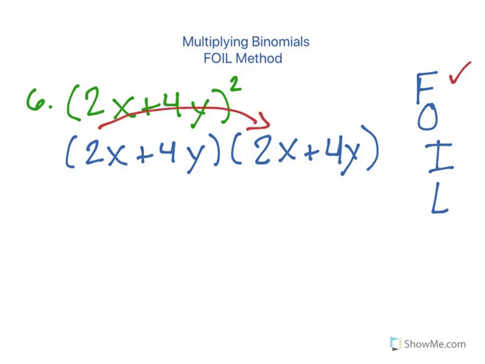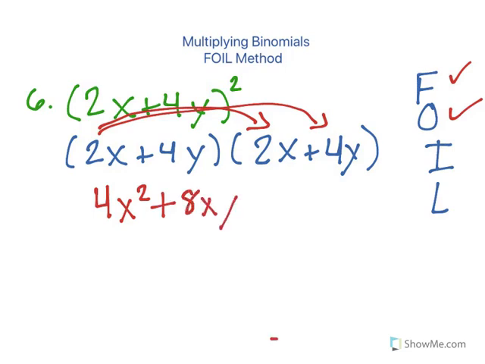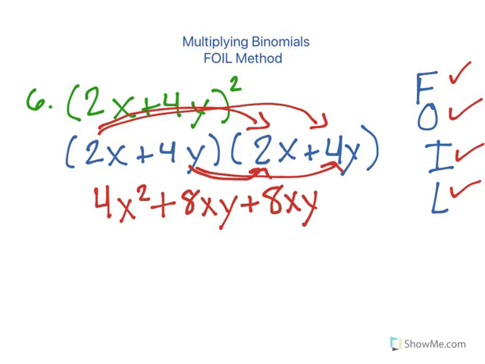First is 2x times 2x, which is 4x squared. Remember, you multiply the coefficients and add the exponents. Then you do the outer terms. 2x times 4y gives me a positive 8. And then don't forget about your x and your y. Okay, now let's do my inner terms. 4y times 2x gives me 8xy again. And then the last terms, 4y times 4y, which is 16y squared.